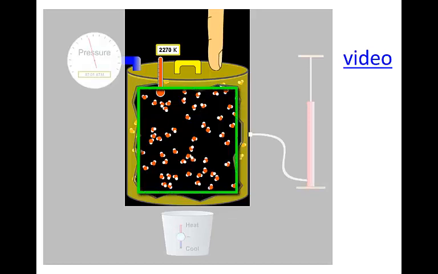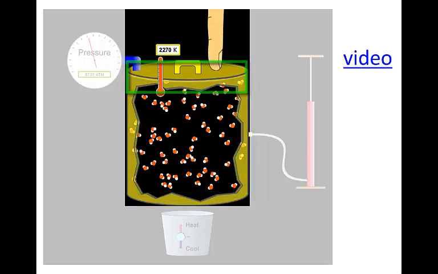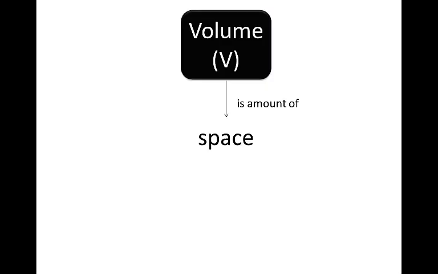We have a trapped gas inside this container. The lid is movable, so I can push harder, obviously not really me, but in the simulation. If I push harder on this lid, that's going to compress the gas, it's going to squash the gas into a smaller volume, and then I want to see what effect that has on pressure. Now volume means space. So if I push down the lid, then the gas has less space, less volume.